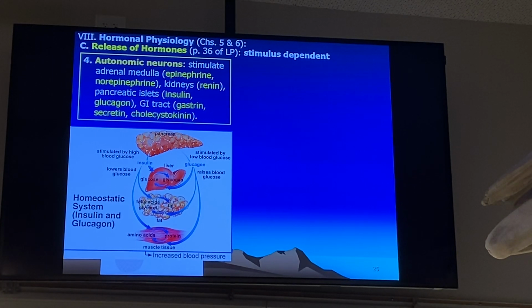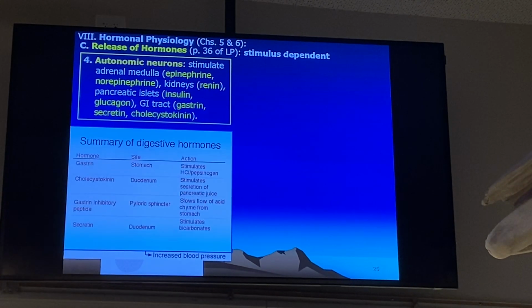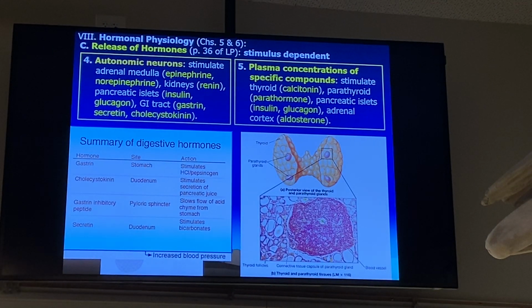And again, there are a bunch of different places autonomic neurons are going to influence the release of hormones. This is a summary of several of those GI hormones. Short loops, only influencing that immediate area and just the immediate area ahead of the digestive tract. Several hormones are influenced by negative feedback loops of certain chemicals. Calcium would be calcitonin and parathyroid hormone, blood glucose would be insulin and glucagon, and sodium would be aldosterone.